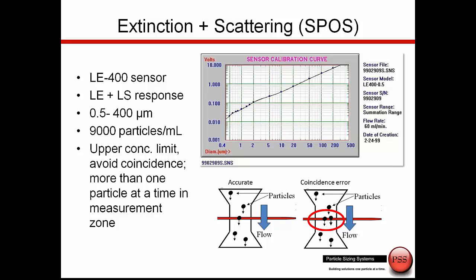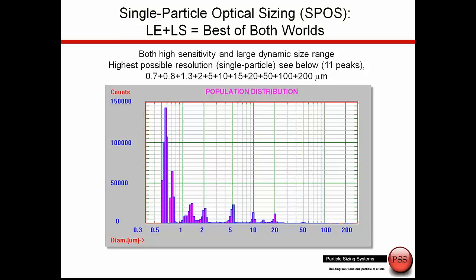If we have more than one particle at a time in the sensing zone, as you see in the lower right, then those two particles are counted as one larger particle. This combination of light extinction and light scattering is the basis of the single particle optical sizing technique. This gives us the best of both worlds to individually size and count particles across a wide dynamic range. The result you see here is a mixture of 11 polystyrene latex standards. The AccuSizer can resolve each of these peaks accurately and resolve it to baseline.